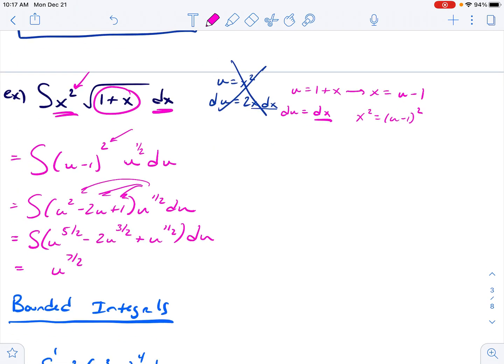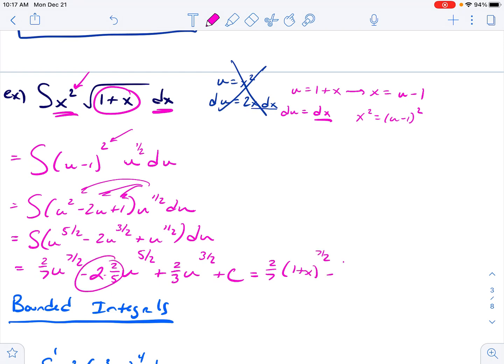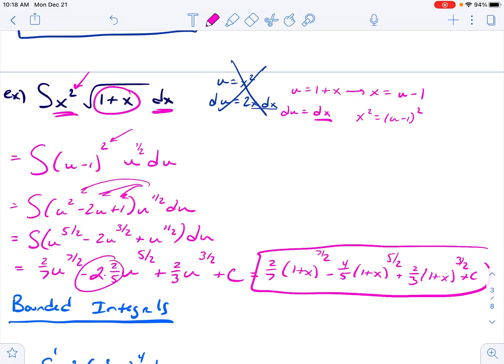So we're going to get u to the 7/2 with 2/7 in front, minus, keep the 2, u to the 5/2 with a 2/5 in front of it, plus u to the 3/2 with a 2/3 in front of it, plus c. And now replacing our u's: 2/7 quantity 1 plus x to the 7/2, minus, that will become 4/5, 1 plus x to the 5/2, plus 2/3 of 1 plus x to the 3/2, plus c. And there's the final result.